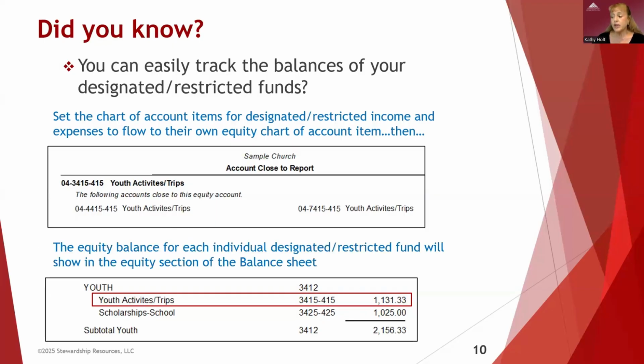Now down below here, I have a little snippet from the balance sheet, and it's the equity section. And right here's the youth activities trips equity, and it's just showing you how that balance flows to the balance sheet. So that's how you keep track of your balances without having to use the Excel spreadsheet.